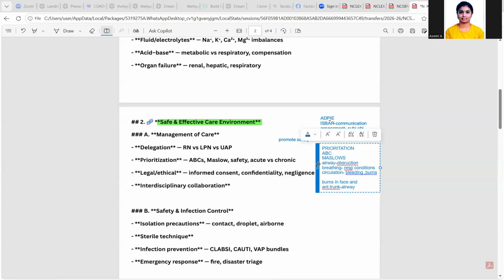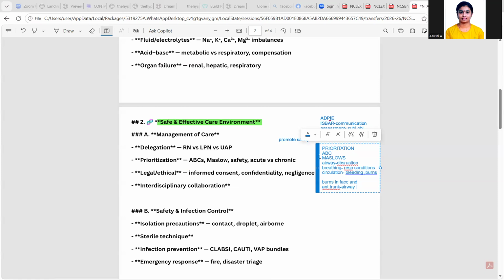Now you understood about a case study. That means in case study analysis, we can use the method to identify the priority of the problem. So next, how we can prioritize the problem on the basis of ABC and Maslow's hierarchy.